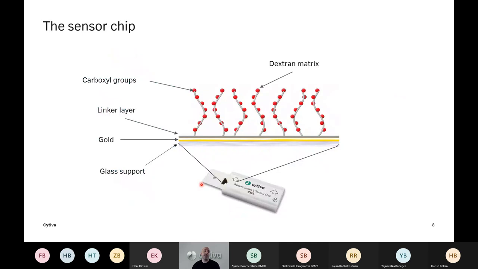So if we go one by one, basically the sensor chip in Biacore is based on a glass support on which we have a thin metal layer. In our case, we use gold as the metal, since this is the most appropriate metal to exhibit the SPR phenomena. On this layer, on the metal, we have a matrix. In most of our chips, we have a dextran matrix, but just to mention that we have different surfaces with different matrices and different chips with different proteins on them already prepared.